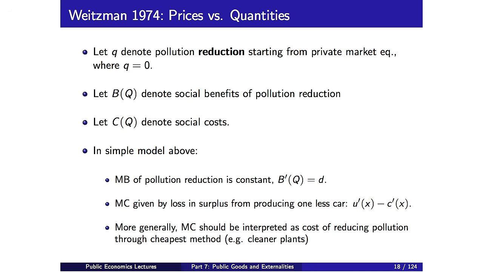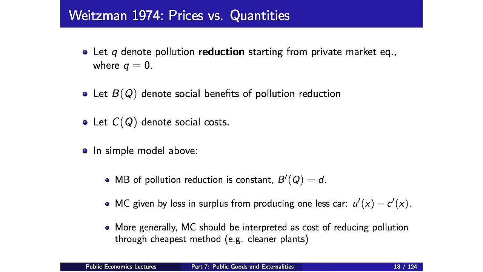Let's now call Q the amount of pollution reduction you do relative to the million units of pollution or whatever you were emitting in the market equilibrium. So in the market equilibrium, Q equals 0. But because of these externality costs, I want some positive Q. And why do I want some positive Q? Because there's a social benefit to pollution reduction, which I'm going to call B of Q.